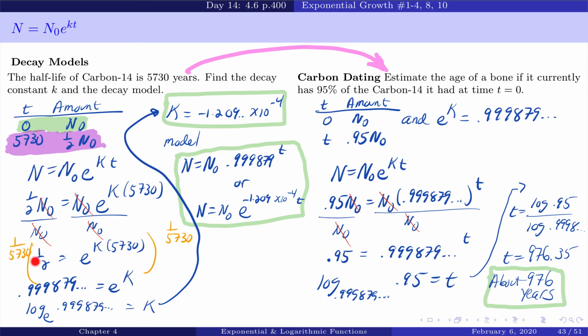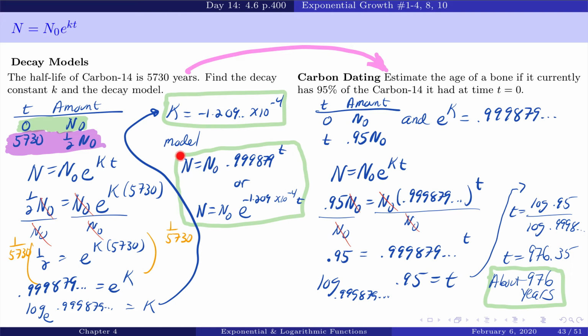e to the k is 1/2 raised to the 1 over 5730. You can use your calculator and you get this. So normally I would stop there, but the directions specifically said to find k, so now I have to solve this for k. Changing forms, log with a base of e of that 0.9998 number equals k. Using my calculator, I get k as an awfully small number, negative 1.29 times 10 to the negative 4.